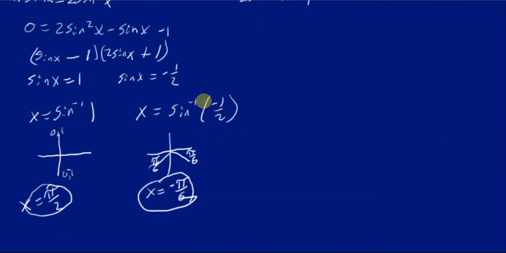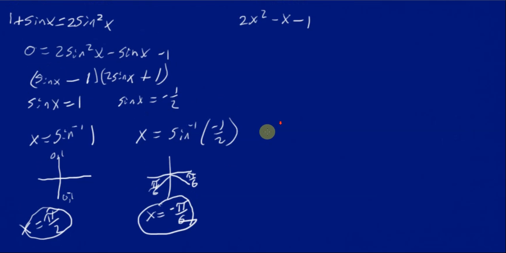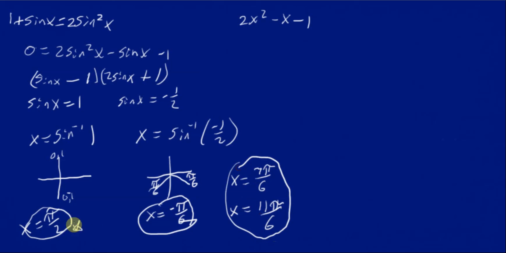That would not be the answer for this problem if this were our homework problem in this section, because on the interval from 0 to 2 pi, I would make it x equals 7 pi over 6. And I would also make it 11 pi over 6. Okay, so this would be the three answers. These two and this one on my interval from 0 to 2 pi. This is the principal answer.